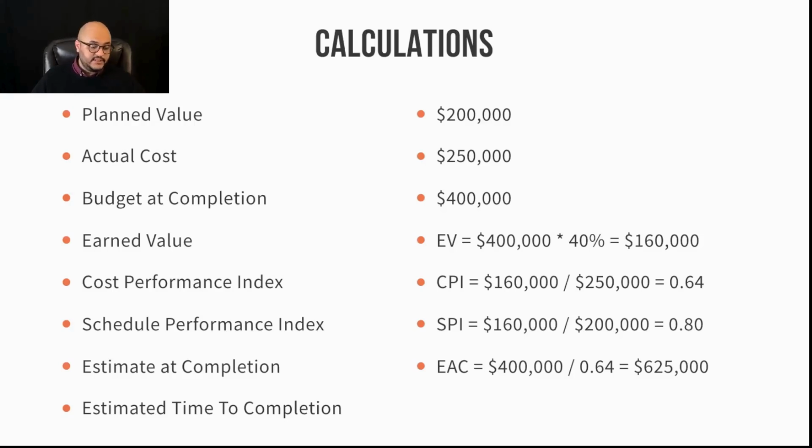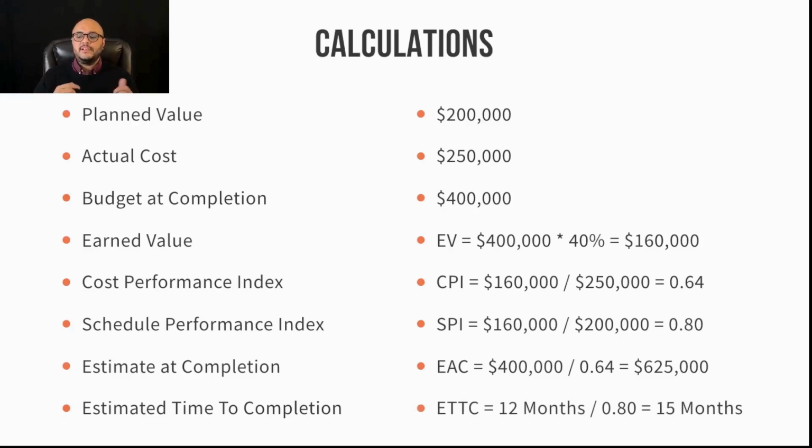If I proceed in doing these things the same way as I'm doing right now, it's not going to cost me $400,000 anymore. It's going to cost me $625,000. You've taken that $400,000 and you've divided it by how well you're doing in terms of costs, 0.64.